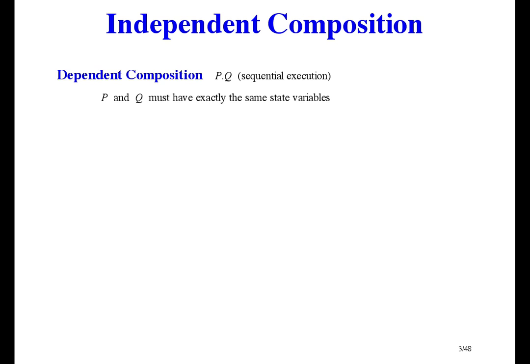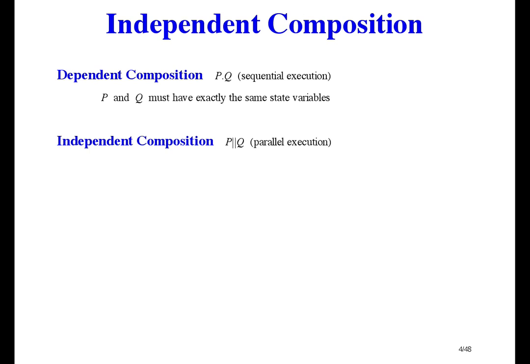This lecture is all about independent composition. We've been using dependent composition, P.Q, which is implemented by sequential execution. In a dependent composition, P and Q must have exactly the same state space. That's because the final state of P is the initial state of Q.